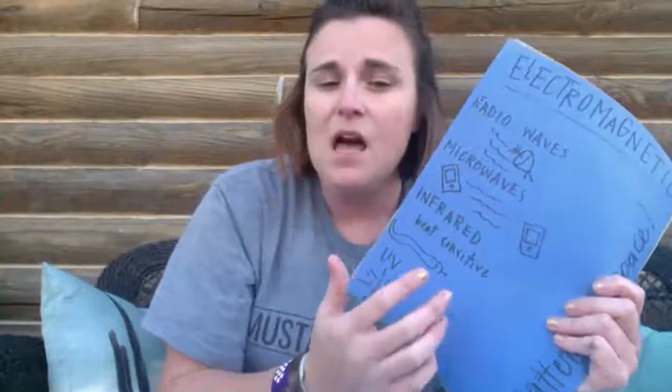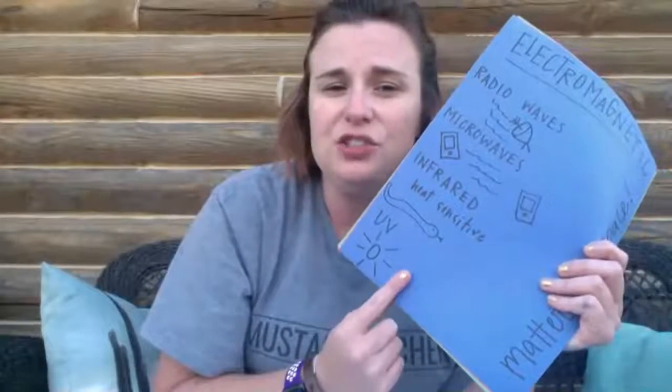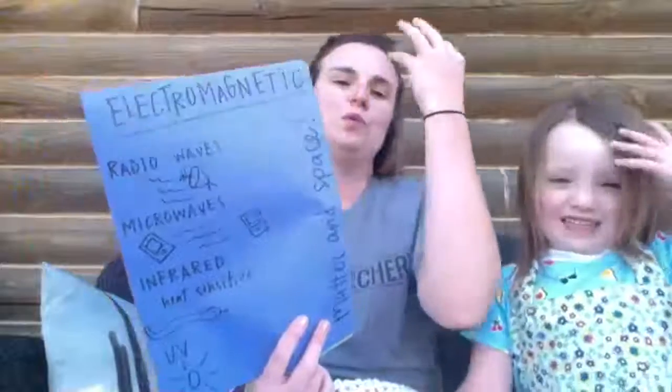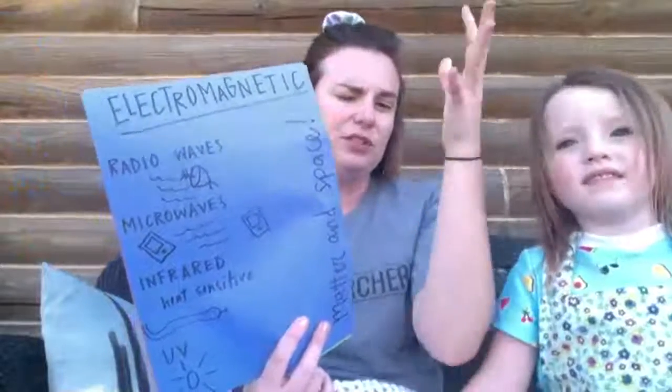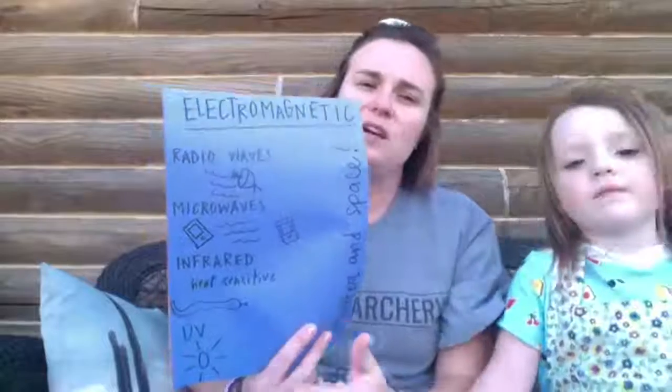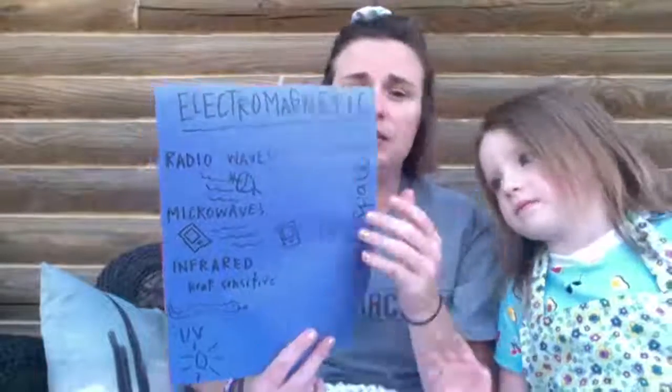Okay. The last one you have is UV. That is ultraviolet radiation. This is going to come from the sun. You guys know what this is. It's very similar to that radiant energy, but this is the harmful one. Okay. Those are your electromagnetic radiation, your waves.